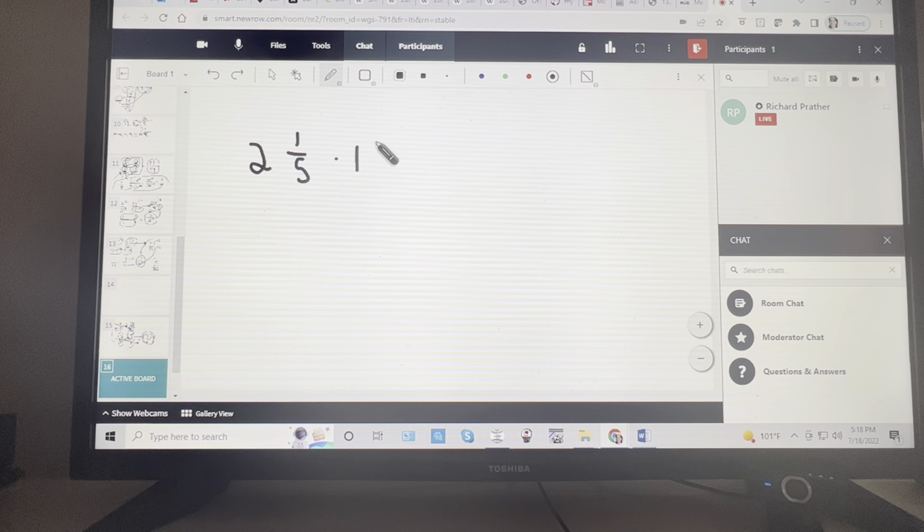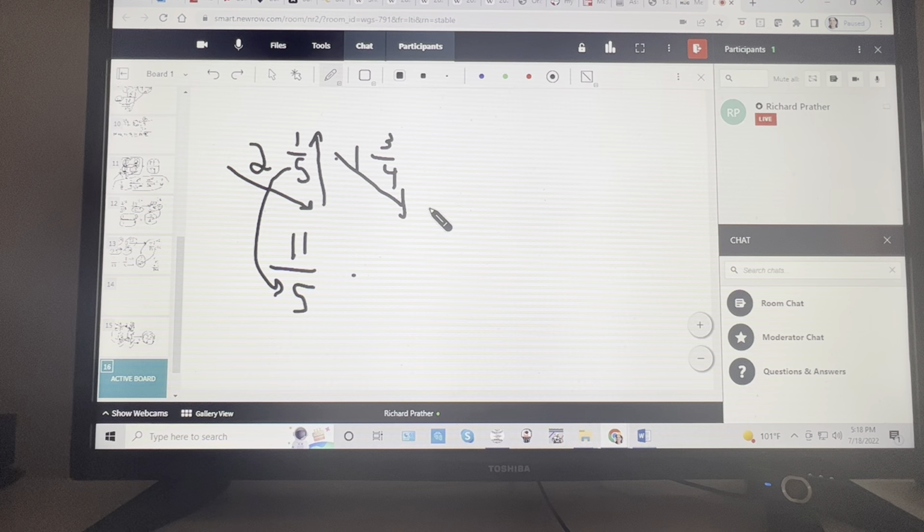One and three fourths. Change back to improper fractions. 2 times 5 is 10, 10 plus 1 is 11 over 5. 1 times 4 is 4, 4 plus 3 is 7 over 4.